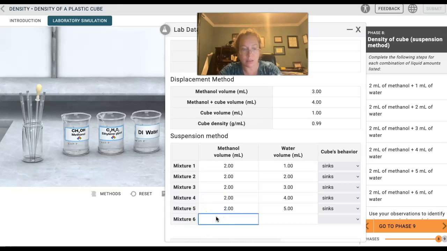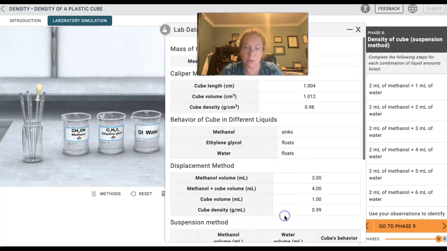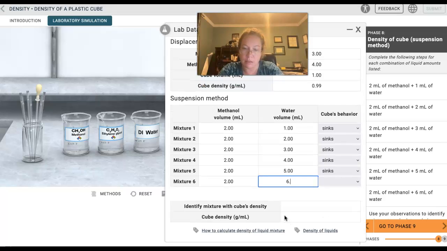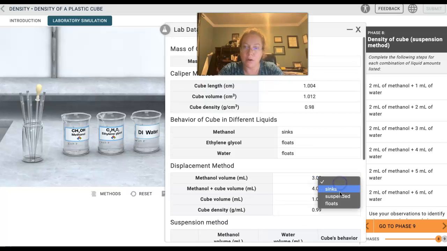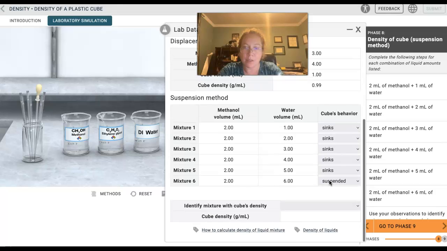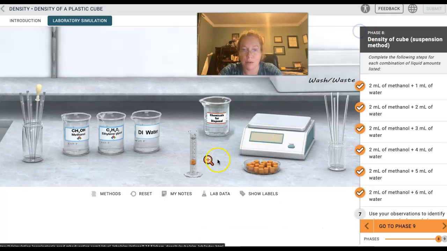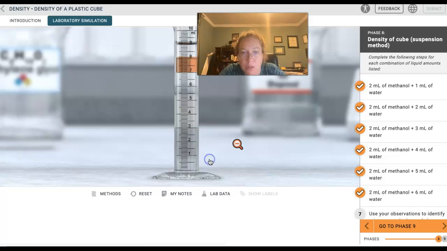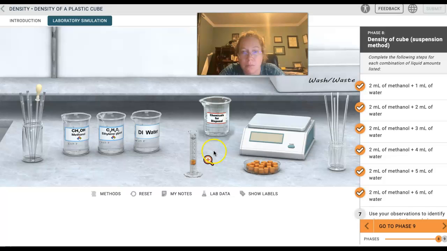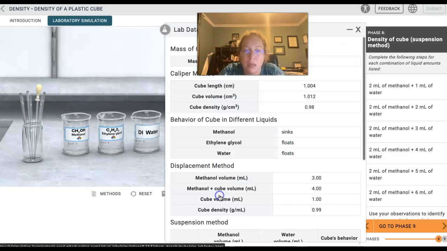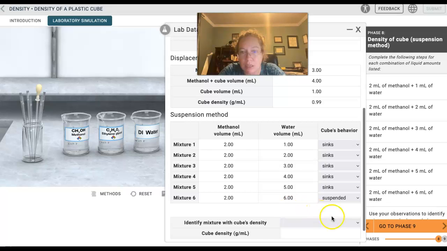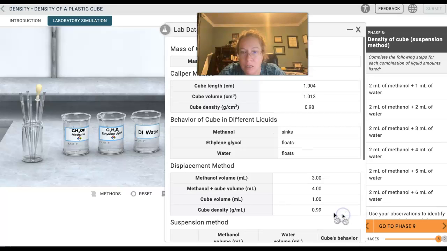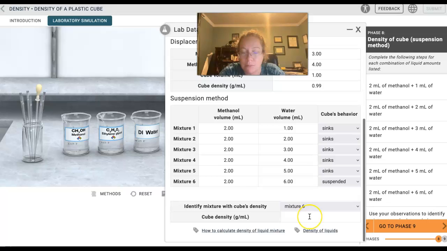So the last volume again is 2.00, and then I added 6 milliliters of water, and this time it actually suspended. So as you can see, the cube is suspended in the liquid. Okay, so you've got a little liquid on top and a little liquid on bottom. But anyway, it's suspended. So the mixture that it's suspended in was mixture 6.